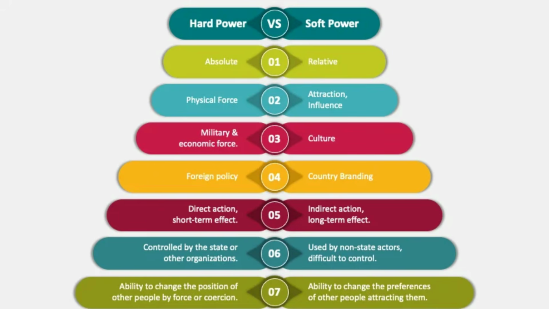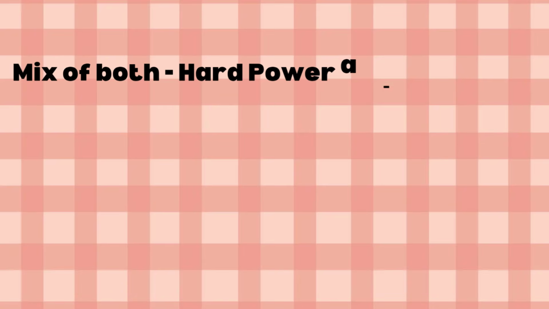Let's quickly compare the two concepts. Hard power uses coercion, military and economic pressure, is immediate and forceful, and is controlled by the state. On the other hand, soft power uses attraction, culture, diplomacy, and values, is gradual and persuasive, and is mainly used by non state actors. In short, hard power forces behavior, and soft power shapes preferences. In reality, most countries use a mix of both.